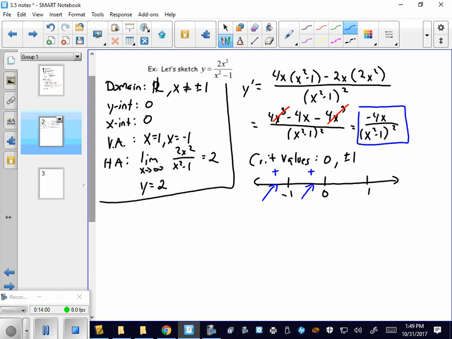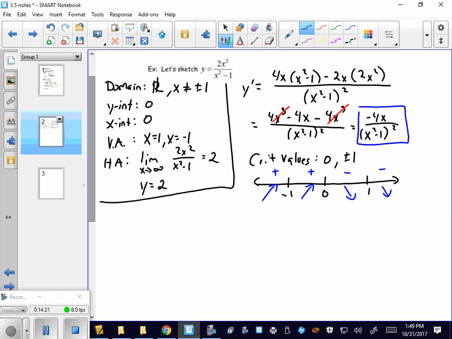Then if I plug something in between 0 and 1, like positive 1/2, the numerator is now negative, so it is decreasing. And then something greater than 1, like 2, again, the numerator is negative, so once again, it is decreasing. Okay, that's kind of interesting, the way that's working out.